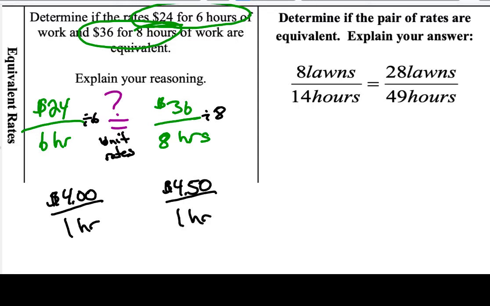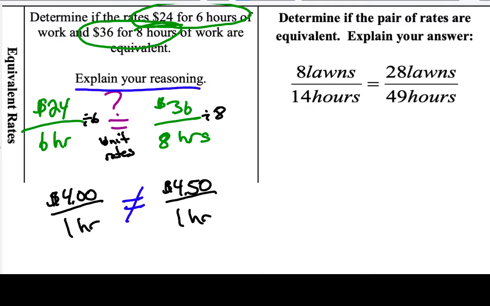So I simply divided each of them by their denominator. I made them into unit rates. But notice I'm writing out my rates. I'm including my units. I'm writing everything out. I'm not just typing it in a calculator. Okay? A calculator is fine for the dividing part, but the rest of the work still has to be there. And then the question is, are these two equivalent? If you're making $4 an hour and I'm making $4.50 an hour, are we earning an equivalent rate? And the answer would be no, those are not the same thing.